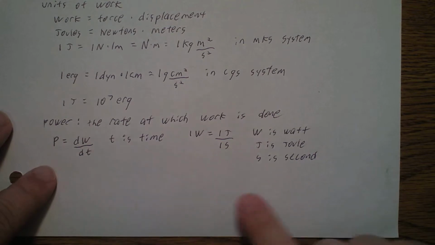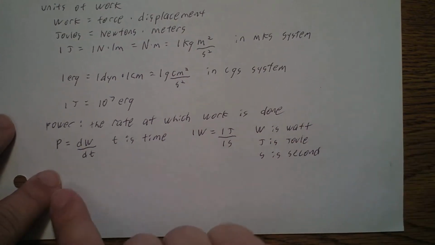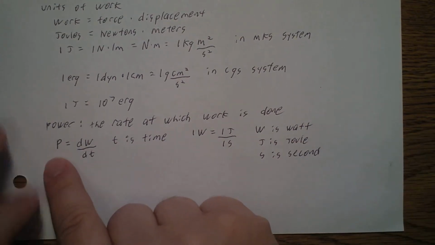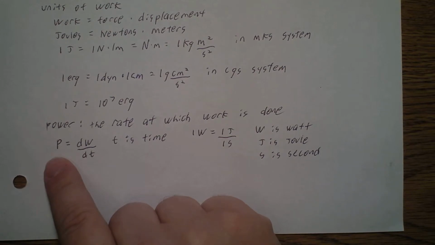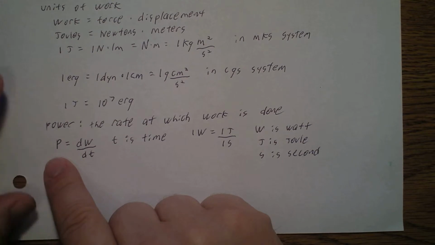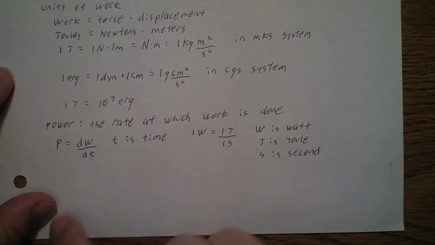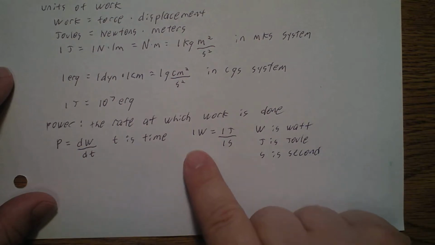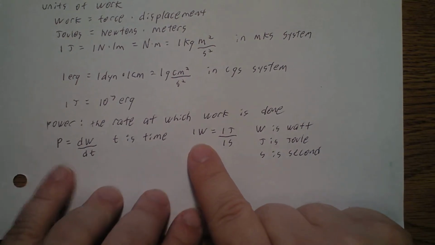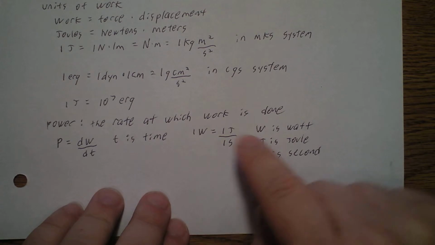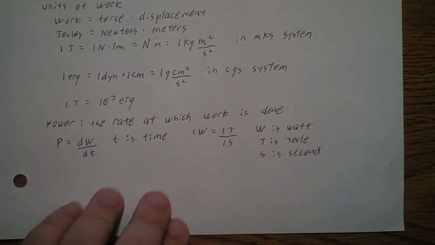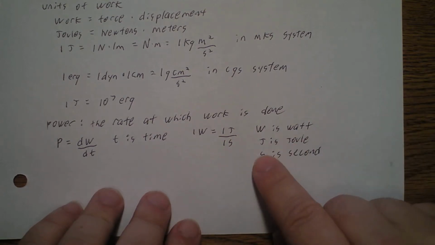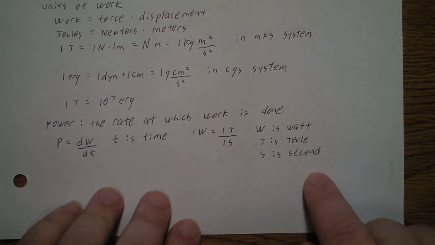Now power is the rate at which work is done. Power, capital P, which is the same symbol as pressure, but very different meanings, so you have to pay attention by context, is the derivative of work with respect to time. Lowercase w here is work, lowercase t is time. The unit of power: 1 watt is equal to 1 joule per second. Lowercase w is watt, capital J is joule, lowercase s is second.